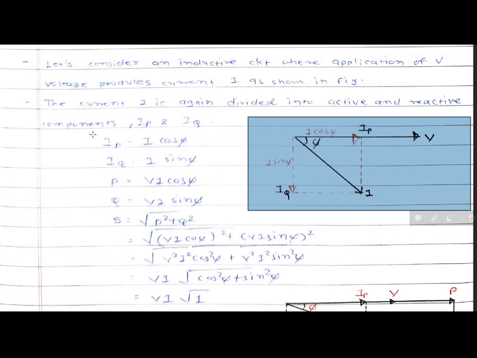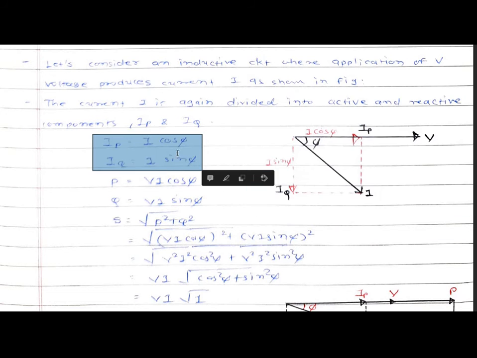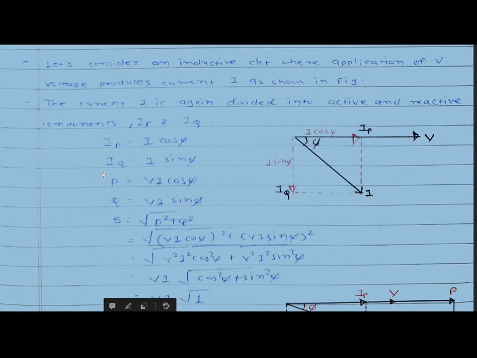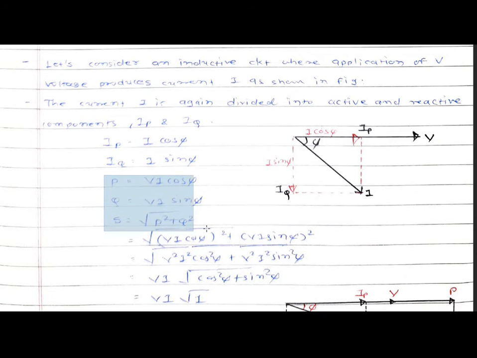So from this figure we can derive the equations Ip is equal to I cos phi and Iq is equal to I sin phi. From these equations we can write the equation for the power.